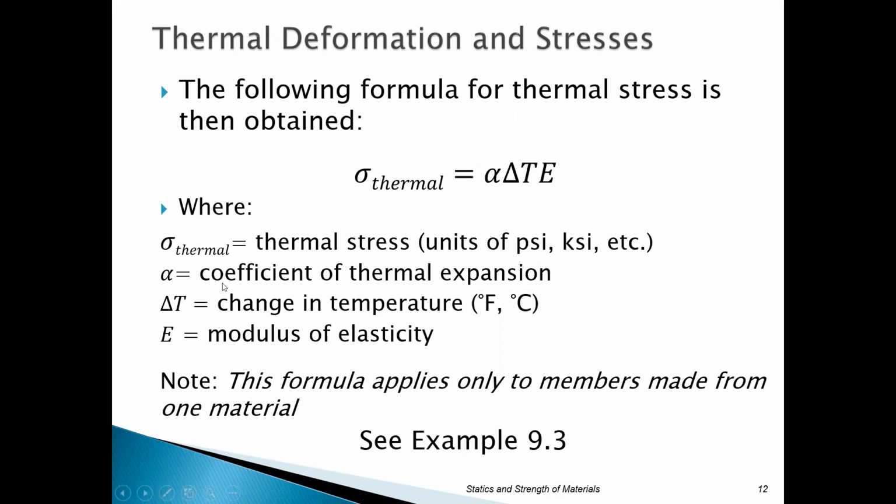So alpha is your coefficient of thermal expansion, delta T is your change in temperature, either in Fahrenheit or centigrade, and E is your modulus of elasticity. What units does the modulus of elasticity carry? Anybody remember? It carries the same units as stress. So modulus is in PSI, KSI, or it could be in pascals or kilonewtons per meter squared.